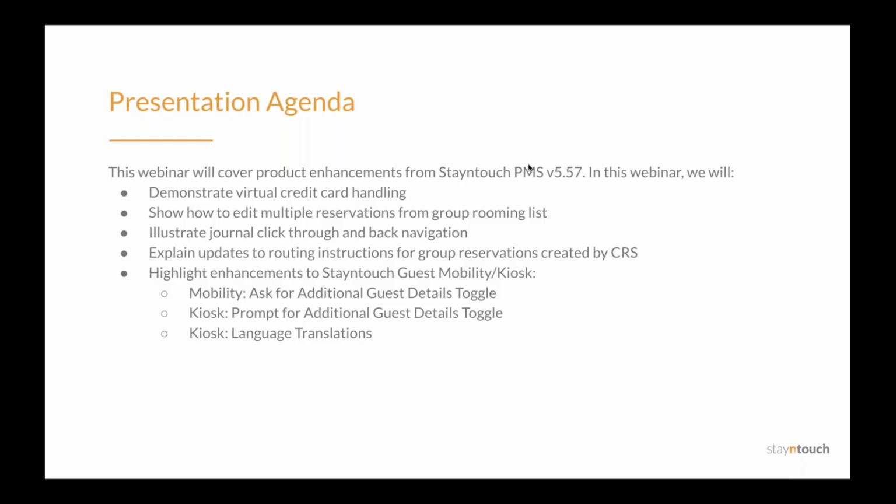Today's presentation will cover how you can get the most out of the Stayntouch version 5.57 product release. In this webinar, we will demonstrate virtual credit card handling, show how to edit multiple reservations from the group rooming list, illustrate journal click-through and back navigation, explain updates to routing instructions for group reservations created by CRS, highlight enhancements to Stayntouch Guest Mobility and Guest Kiosk, and for mobility, we'll highlight the Ask for Additional Guest Details toggle. For Kiosk, we'll highlight the Prompt for Additional Guest Details toggle, as well as language translations. We'll have a short Q&A session at the end of the presentation.